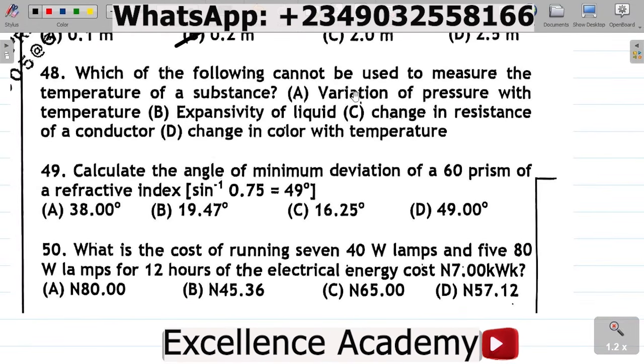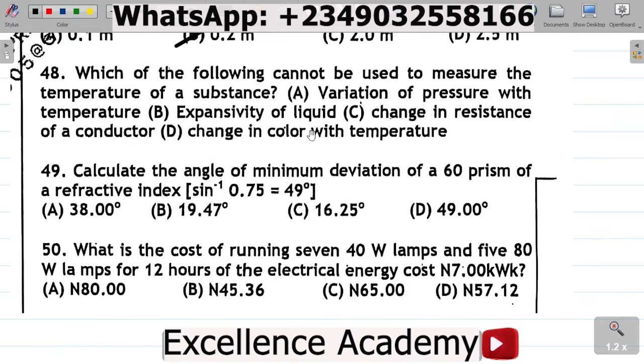Next up, question 48. Which of the following cannot be used to measure the temperature of a substance? A. Variation of pressure with temperature. B. Expansivity of liquid. C. Change in resistance of a conductor. D. Change in color with temperature. So how do we answer this question?